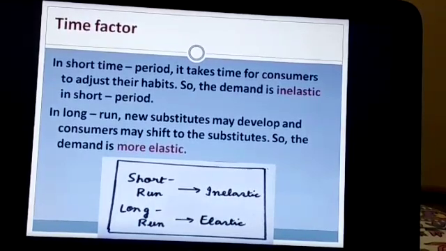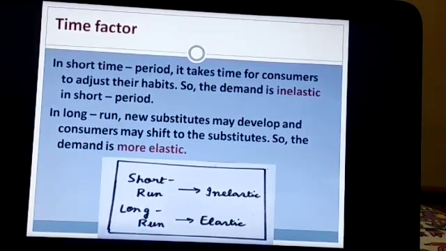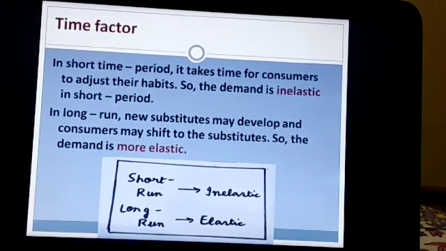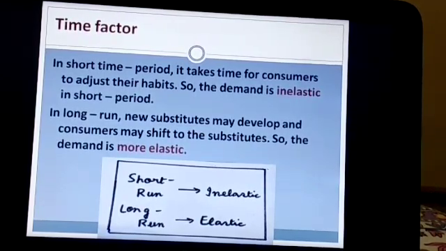We come to the time factor. In the short run, generally the demand is inelastic, meaning much change is not there, and in the long run the demand is more elastic. It means a lot of change is there. Again, I am telling you the meaning: inelastic means no change or less change, and elastic means much change.